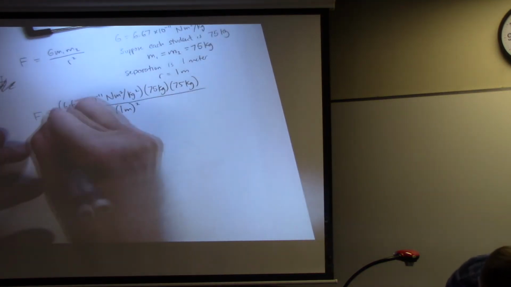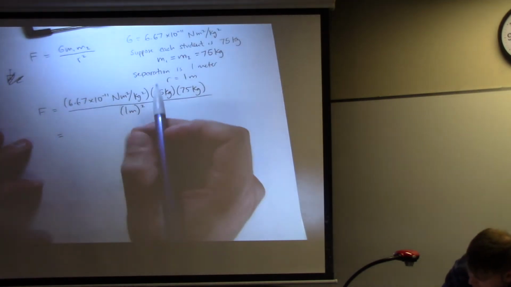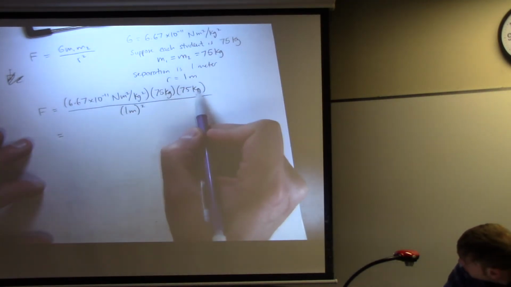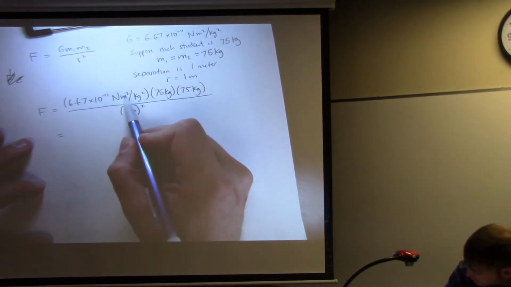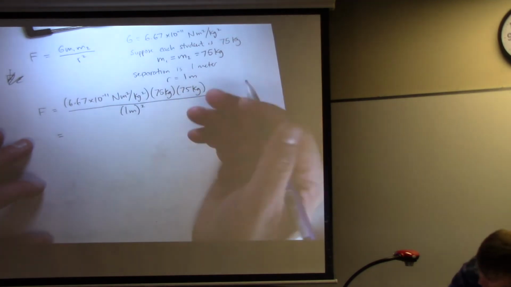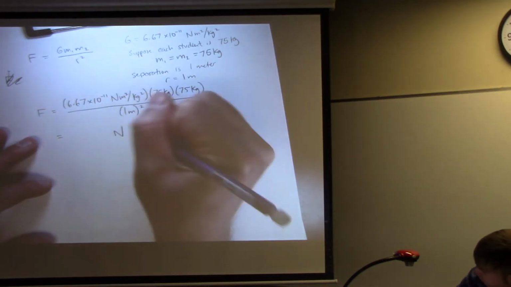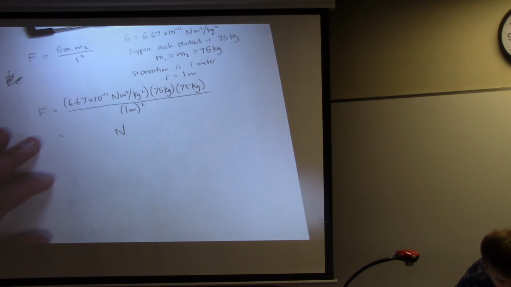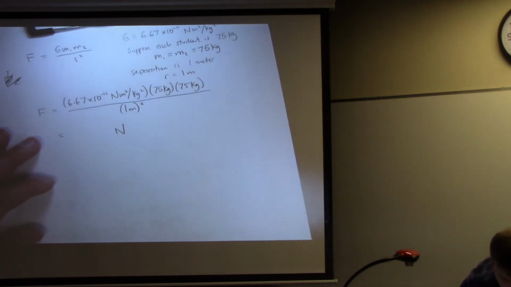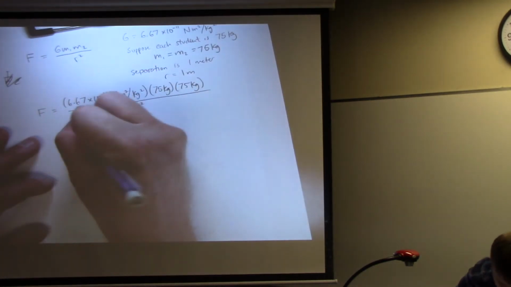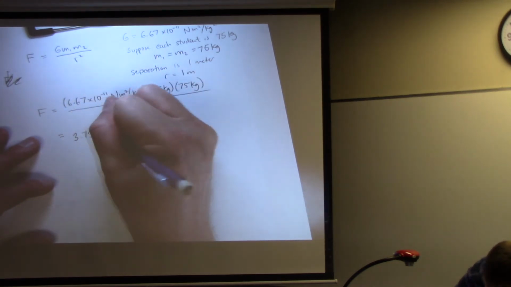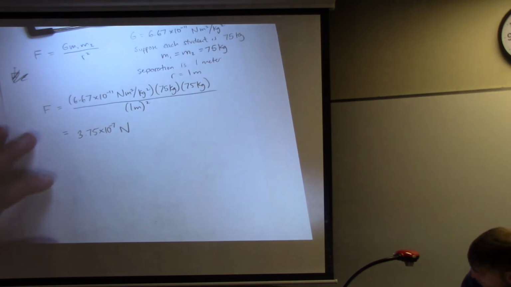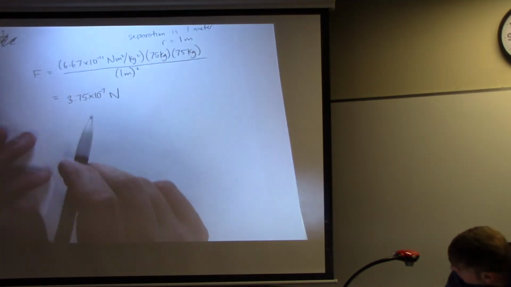Now let's first think about the units. I've got kilograms squared here on top, but that's immediately going to cancel with kilograms squared here on the bottom. I have meters squared here on top, but that's also going to cancel with meters squared on the bottom. So we're going to get a force in newtons. And the actual value that you'll get if you crunch these numbers is about 3.75 times 10 to the minus 7 newtons. So that's actually a tiny amount of force.